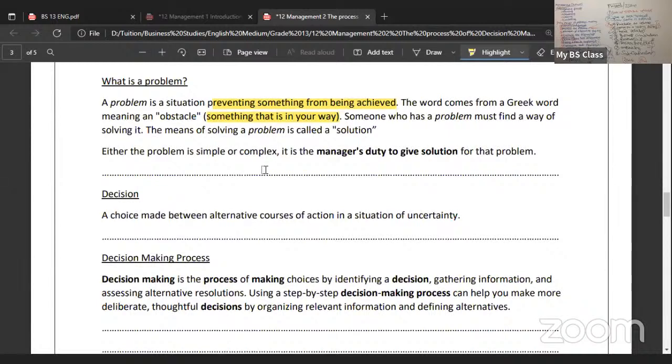Because sometimes even life is all about finding solutions to our problems. Correct. Whether the problem is simple or complex, it is the manager's duty to find the required solution for it. Good. Right. Shall we write this particular step?